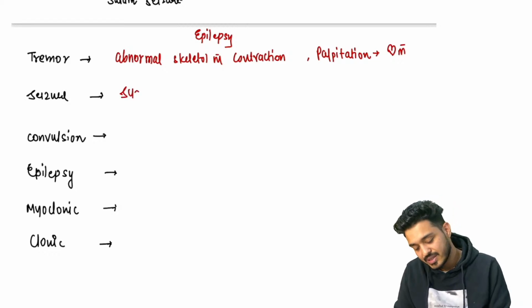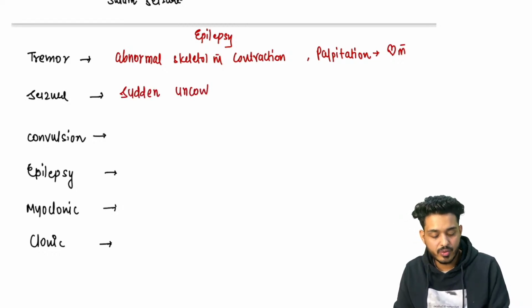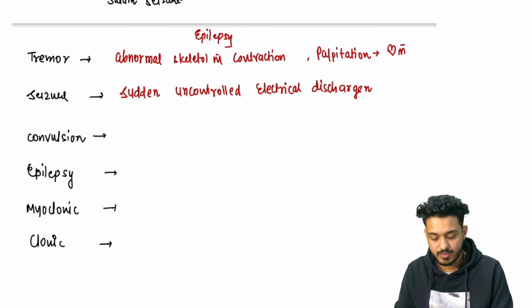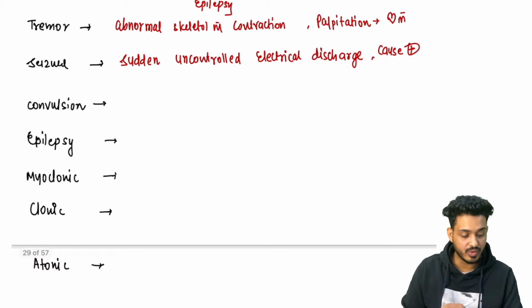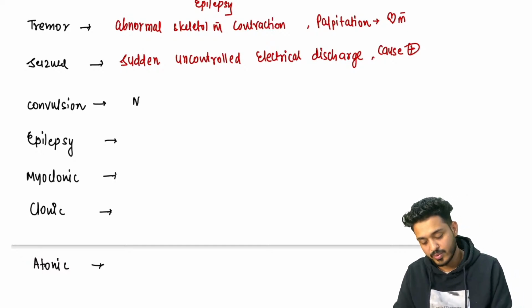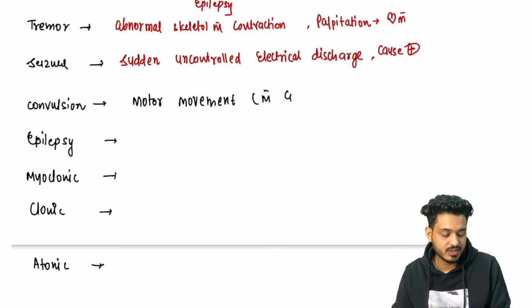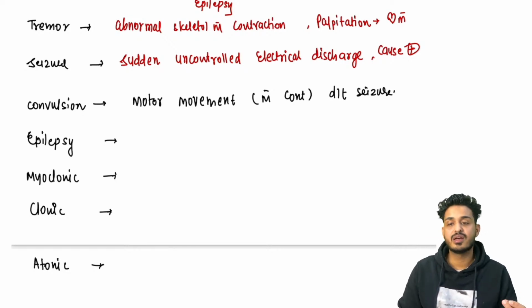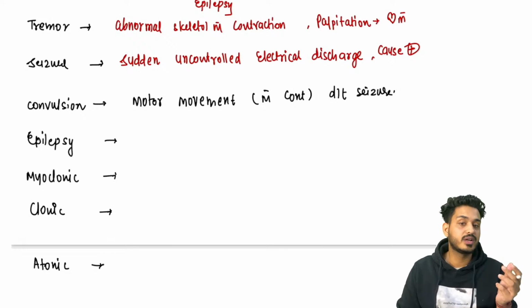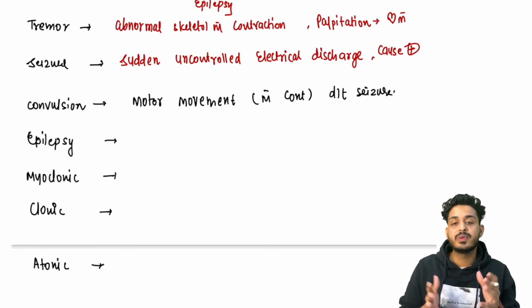सीजर में क्या होगा, there will be sudden uncontrolled electrical discharge from the brain, and remember here you will be having a cause present. Always remember there will be a cause present. This is known as seizures. What happens in convulsion? There will be motor movements following the seizure. Here you will be having muscle contractions due to seizures, like you studied about preeclampsia, eclampsia. तो सीजर मतलब क्या हो गया, ब्रेन में abnormal impulse जनरेट हो रहा है, that is seizure, right. अगर उसकी वजह से बॉडी में मूवमेंट आ रहा है, that is known as convulsion.